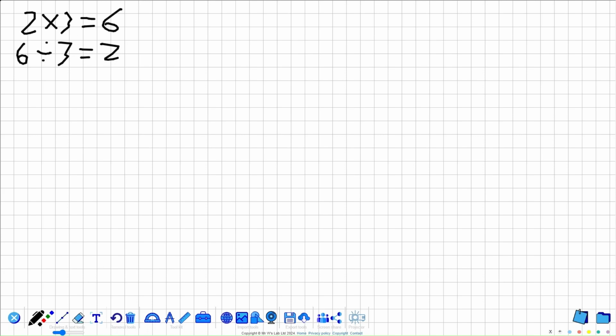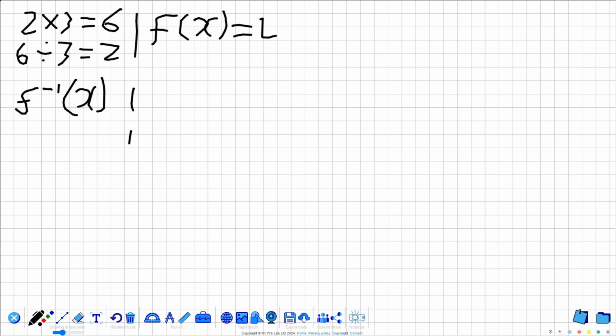It's usually represented as f negative 1 of x, similar to f of x but f inverse, so f negative 1 of x. And let's have a look at an example. Let's say we've got f of x equals 2x minus 3. Now to find the inverse, we need to change this f of x to y.